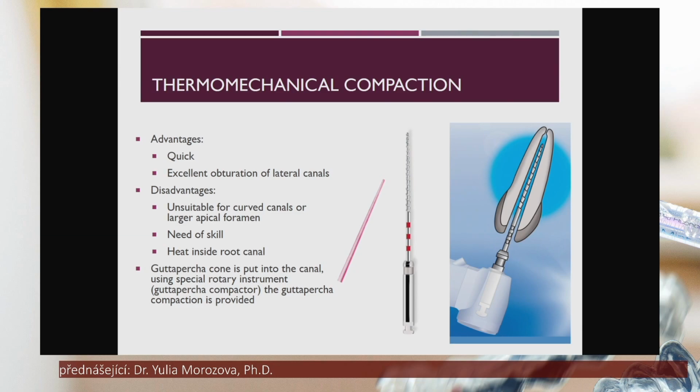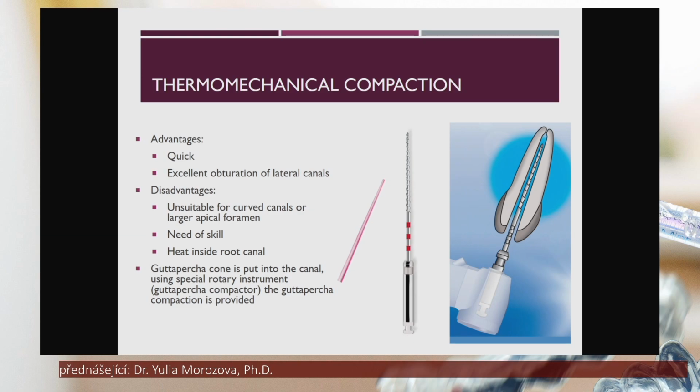The next method is thermomechanical compaction, which is quick and provides a good obturation of the lateral canals. But also it's necessary to have some manual skills, and it's not so useful for curved canals or canals with a larger apical foramen. Also, be careful, because during this method there is a creation of relatively high heat inside the root canal, and if this heat is really large, it could lead to some damage of the periodontal tissues.